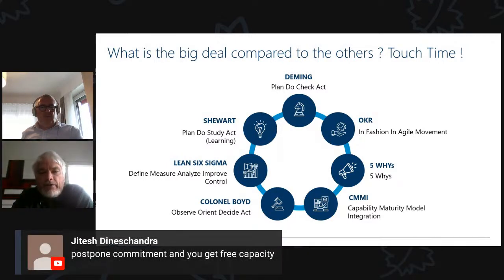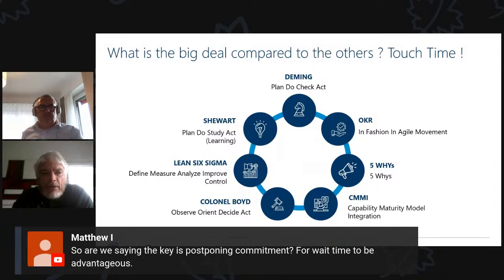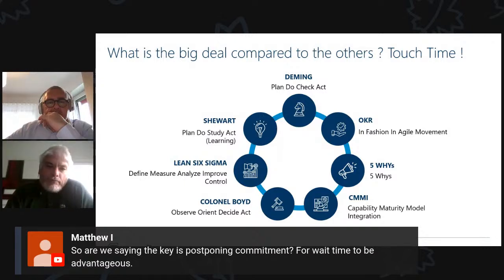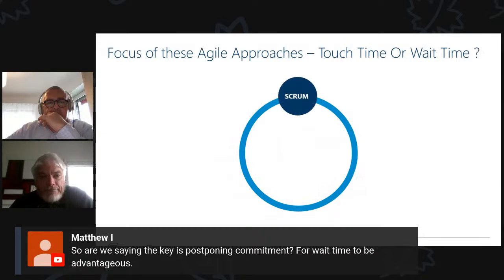Now, what's the big deal compared to the others? Deming's Plan-Do-Check-Act, OKR, 5 Whys, CMMI, Colonel Boyd, Lean Six Sigma, Shewhart. Do they focus on touch time or wait time? No, they're going to show you how to work. They go immediately and impact touch time instead of first killing the wait time. And this is why all of these things become basically pharaonic projects that cost you a lot of money with little benefits.